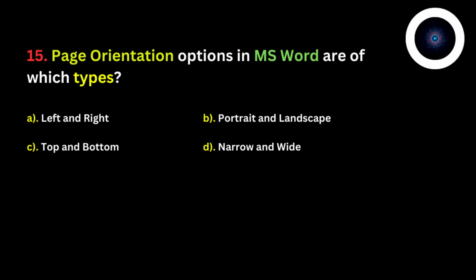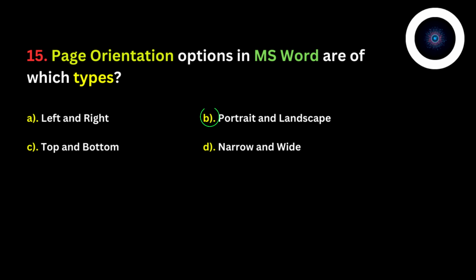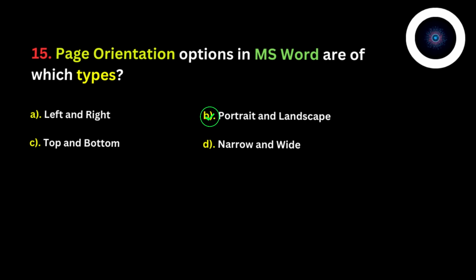Question number 15. Page orientation options in MS Word are of which types? Correct answer is Portrait and Landscape.